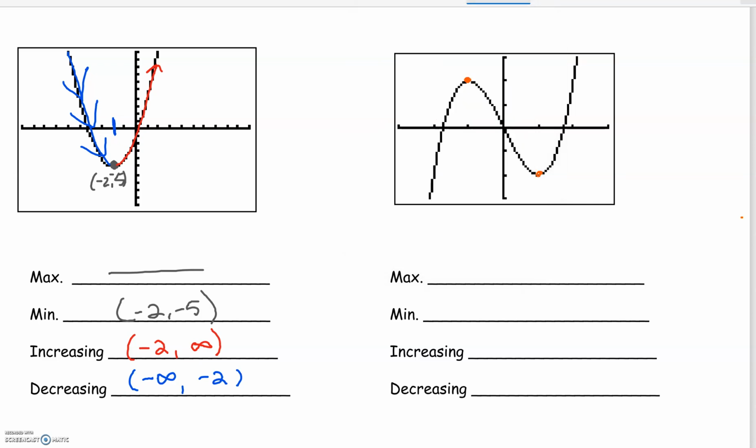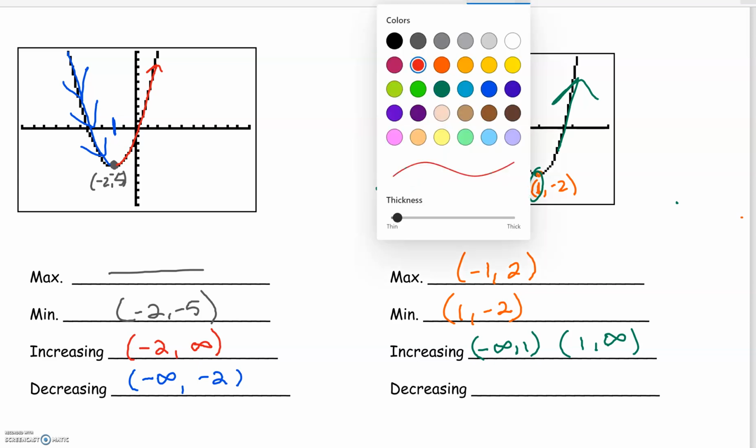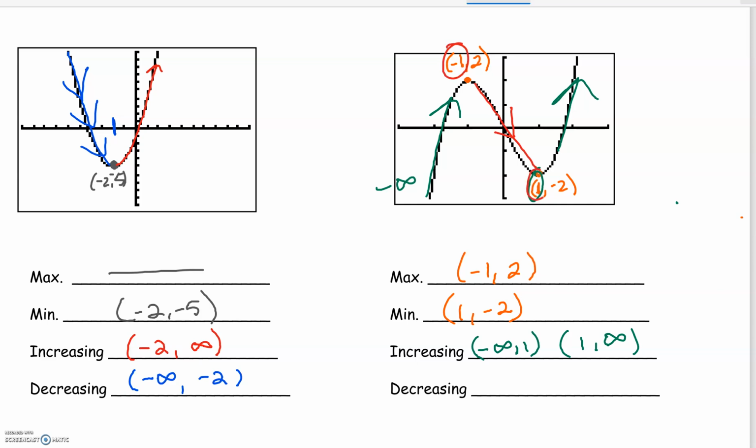There's our maximum, there's our minimum. And we're at -1, 2, and here we're at 1, -2. So maximum, -1, 2, minimum, 1, -2. And increasing, we actually have 2 increasing there and here. So negative infinity all the way up to, what's this x value? 1. So increasing from negative infinity to 1, and increasing from 1 forever to the right, so 1 to infinity. And then we have our decrease in the middle here. So decreasing from -1 to 1.